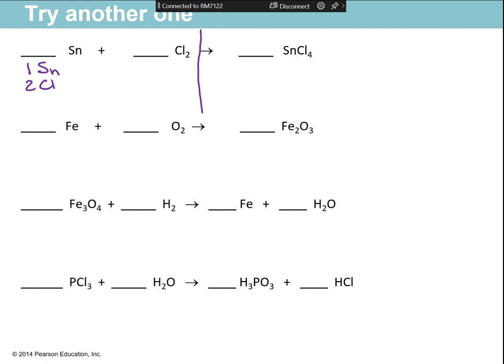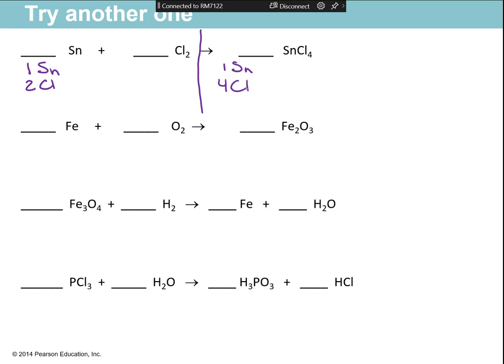Then over on the right side, SnCl4. So from this formula, I have one Sn and I have four chlorines. So everybody understands how you got those numbers. They're just based on the formula on each side. So Sn all by itself means there's only one Sn. Cl2, two chlorines. Product side, SnCl4 means there's one Sn and four chlorines.